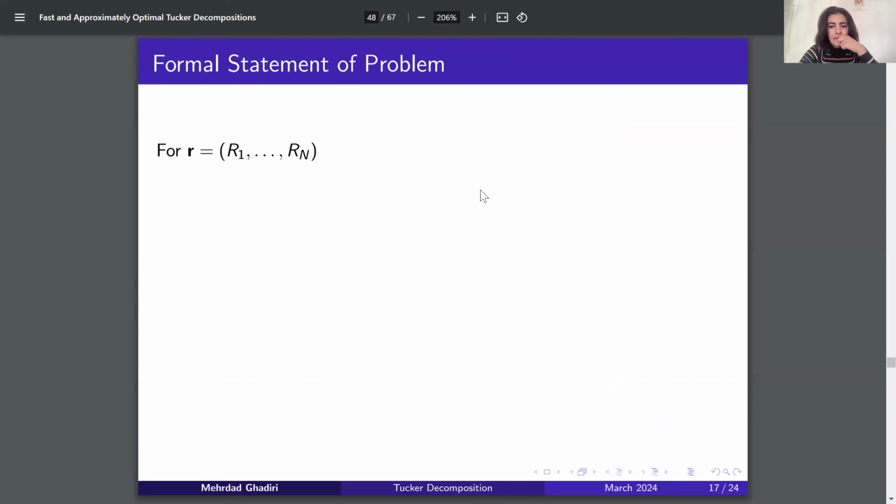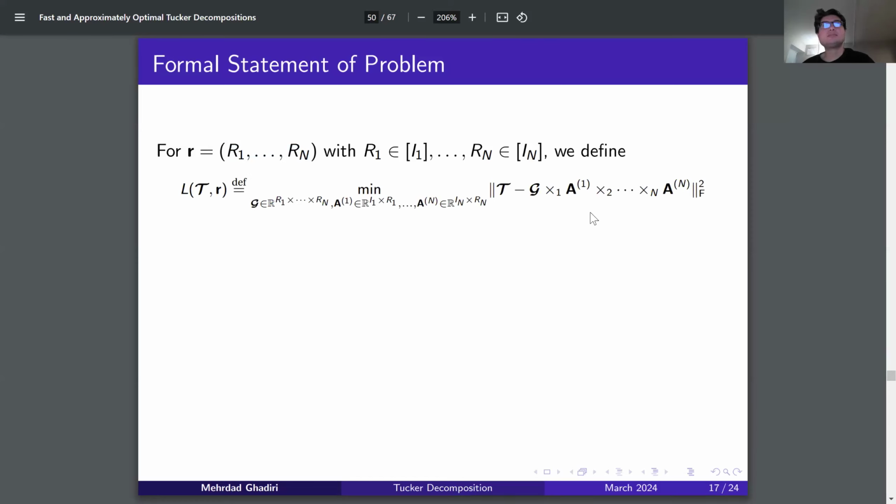Okay. So let's define the problem formally. So these R1 to RN are the shape of the core tensor, let's say. And we define this loss function, which is the minimum error you can get with this shape. So if I pick the best core tensor with this size, and the best factor matrices with these sizes, what is the minimum I get? That would be my loss.